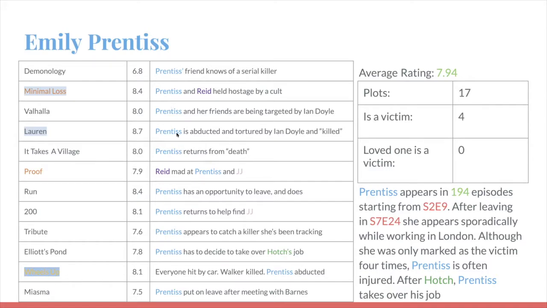Then I only marked Valhalla and Lauren, the 2-parter that have to do with Ian Doyle, the latter of which ends with her being, quote, killed. Then we have a couple episodes where she comes back and she leaves again, and then she comes back and then wheels up. Everyone's hit by a car, but Prentice is the one that's actually abducted.